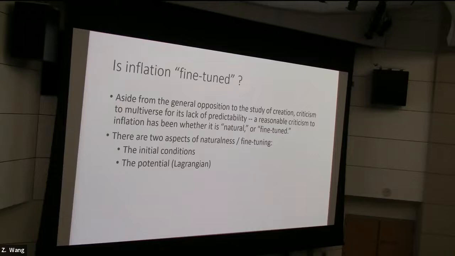So coming back to the point of whether inflation is fine-tuned or natural, aside from the general pushback, this is a fair question to ask. After all, inflation was proposed to explain the observed phenomena being fine-tuned. If there is fine-tuning in inflation, it's fair to ask whether it's reasonable to replace one form of fine-tuning by another, right? So you could just say, okay, everything was fine-tuned anyway. If inflation was fine-tuned, why do we still need inflation? There are two aspects of naturalness slash fine-tuning related to inflation. The first one is related to the initial condition of inflation. And the second one is the potential itself, or the Lagrangian that describes inflation being fine-tuned.